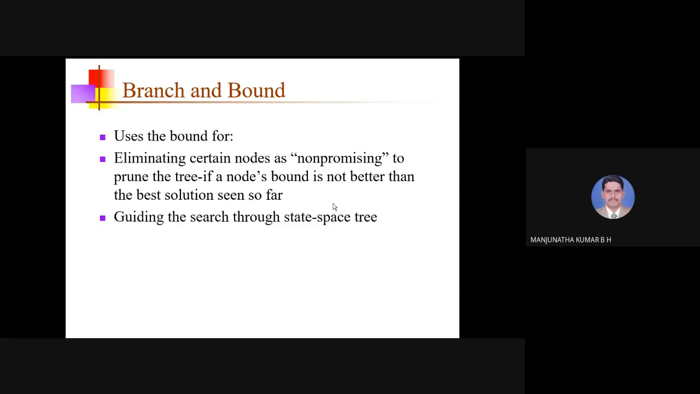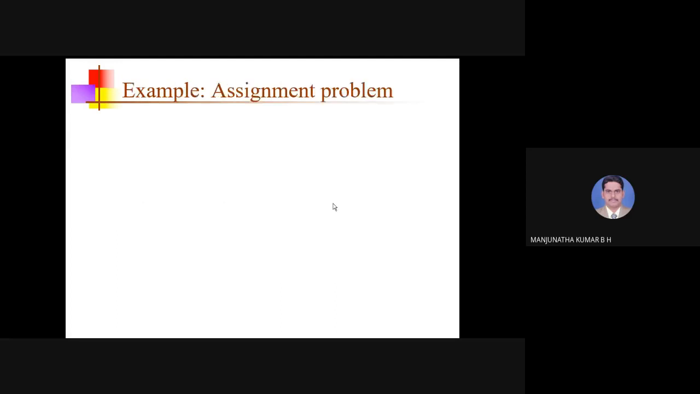Okay, so the bound value will guide you in searching the state space tree for a solution. A very important thing is finding, or calculating, the bound value. Now let me explain one example under this branch and bound technique.